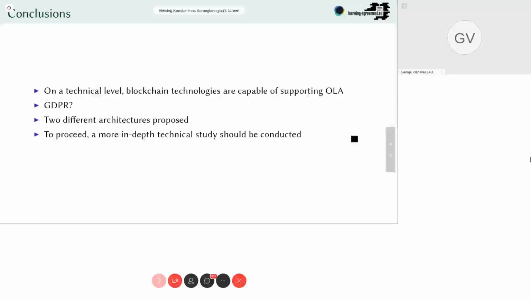Yeah, the alternative solution, though, only stores hashes, so there is no issue with the GDPR. Okay, so in order to go forward with a blockchain solution, we would have to do a more in-depth technical study and discuss the needs of every institution individually and how they could all be coordinated towards a unified blockchain solution.